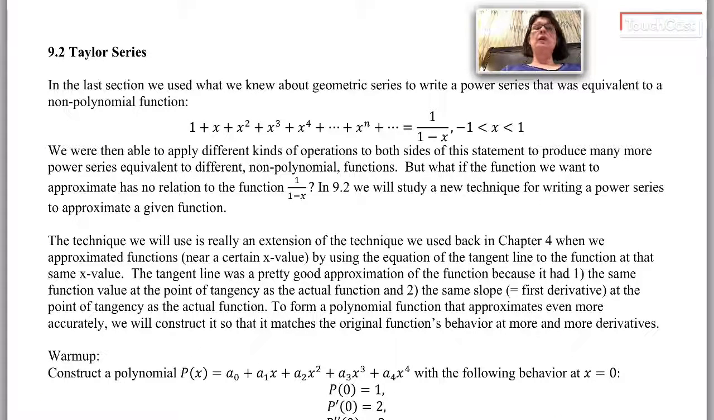Sometimes if we have a function we want to work with, but it's not particularly easy to perform algebra or calculus on, we can replace it with a function that's equivalent and easier to operate on. So that's what we learned back in 9.1, that if I have specifically a geometric series, and I have my ratio that's in between -1 and 1, I can write an infinitely long series, a polynomial with infinitely many terms, and it's equivalent to this rational function 1 over 1 minus x.